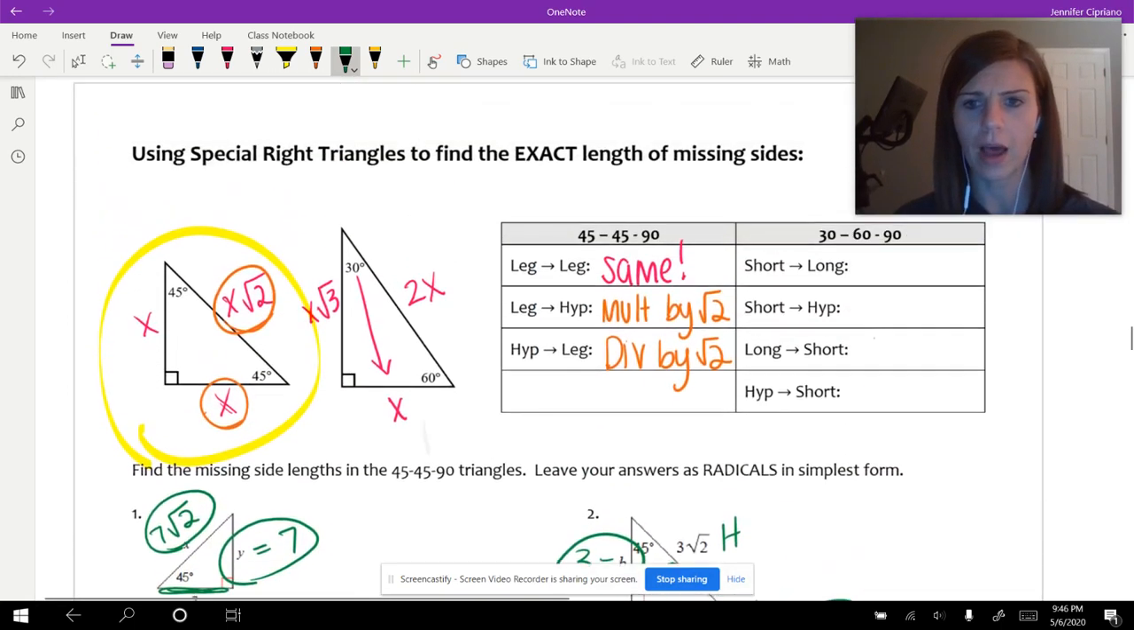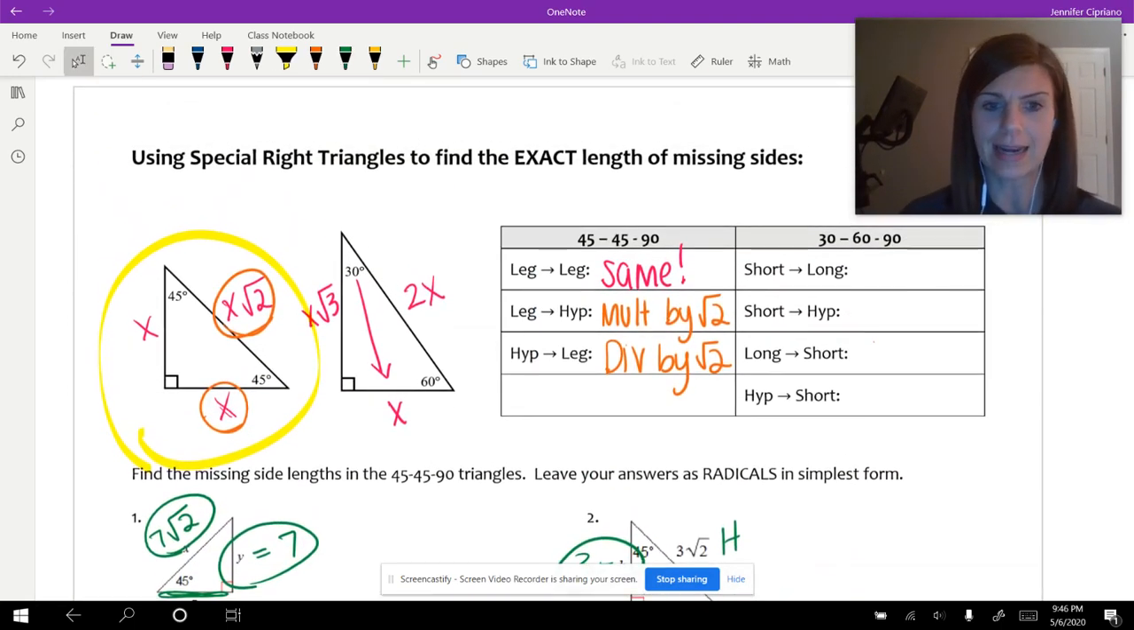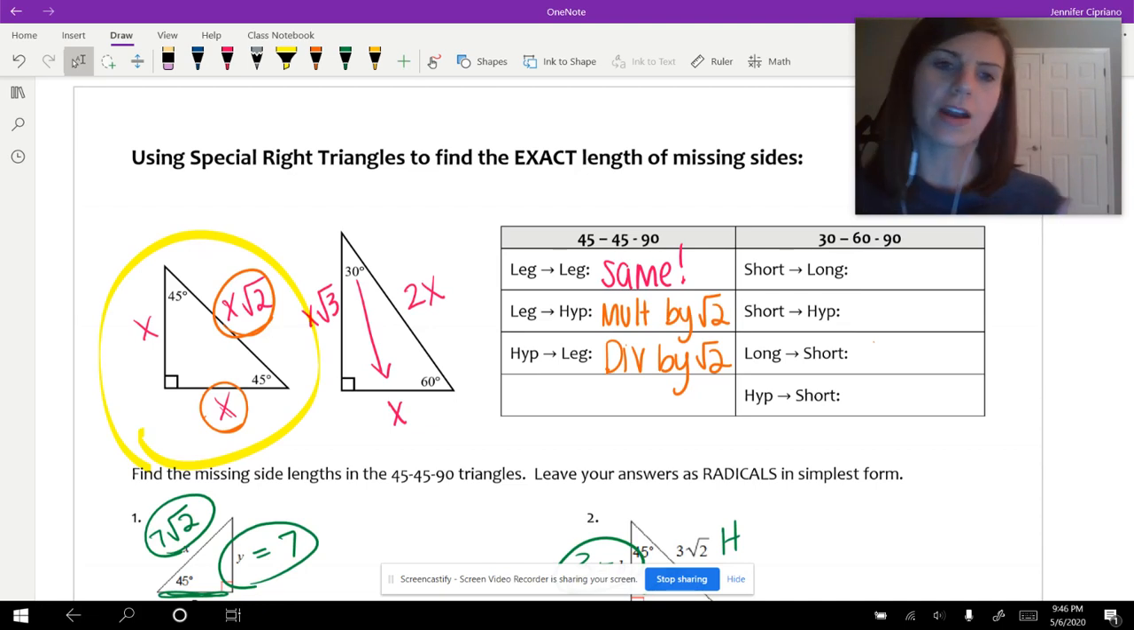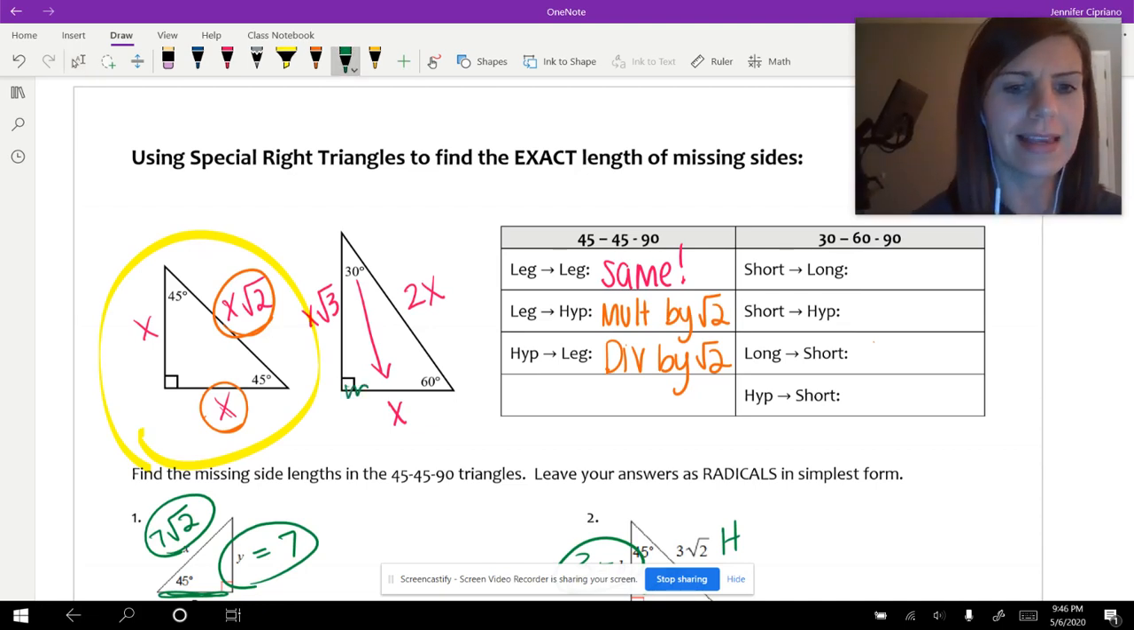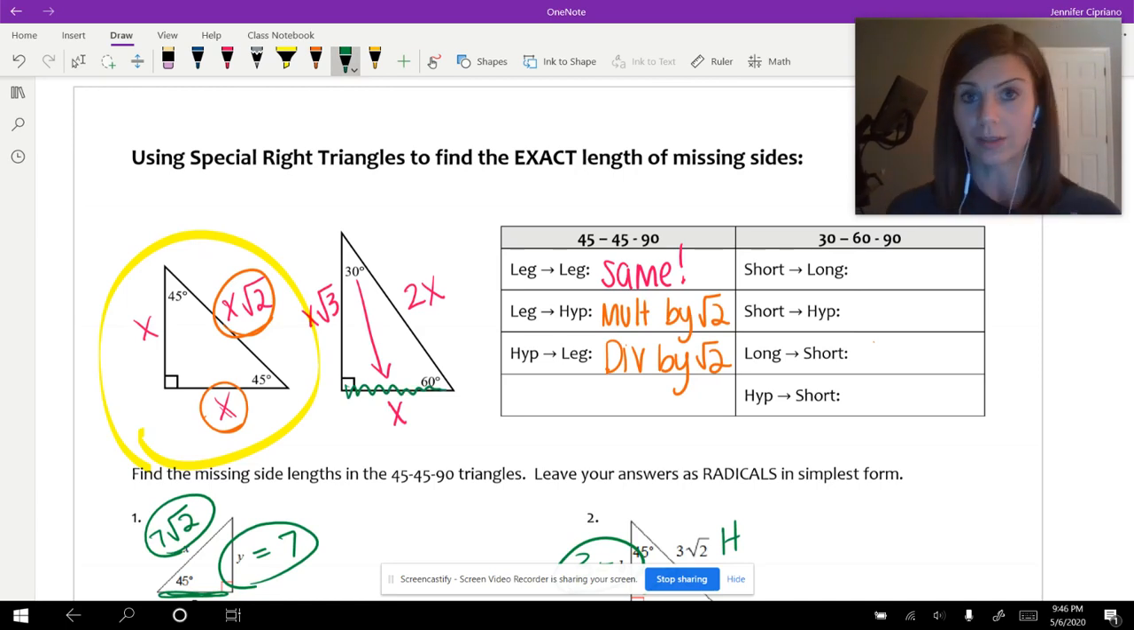All right, so let's go back up and look at the 30, 60, 90 now. So in a 30, 60, 90, like I mentioned before, everything is based off of the short leg. So you always want to start your problem by identifying where that short leg is, because that's going to be how you get your hypotenuse and how you get your long leg.